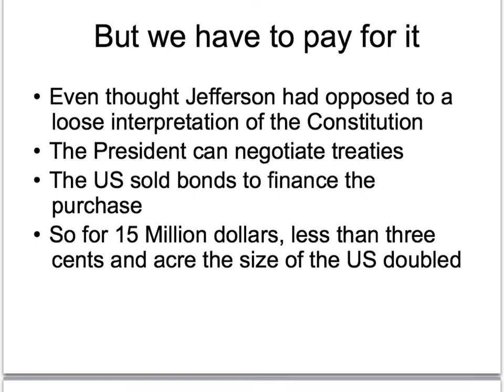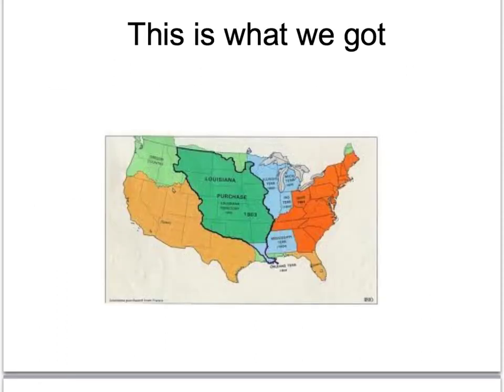Even though Jefferson had opposed the loose interpretation of the Constitution, presidents can negotiate treaties. The United States sold bonds to finance the purchase. So for $15 million, less than 3 cents an acre, the size of the United States doubles.